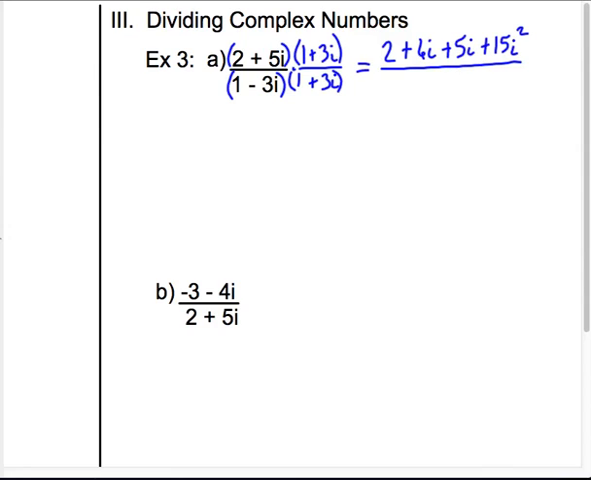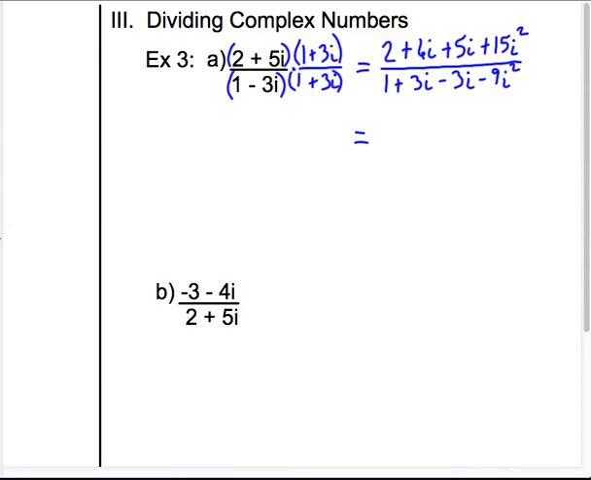In the denominator, I'll show you the long way for the first example, and then I'll show you the shortcut for the second example. So we've got 1 times 1 is 1. 1 times 3i is 3i. Negative 3i times 1 is negative 3i. And negative 3i times 3i is negative 9i squared.